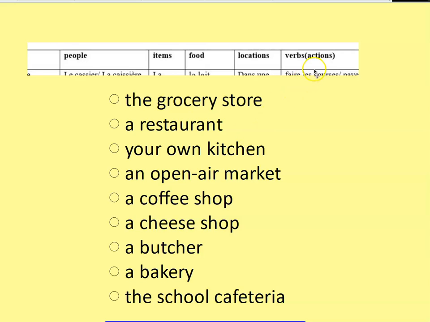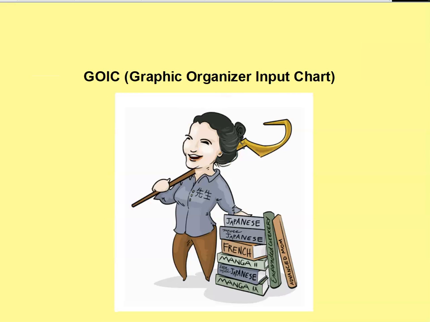And then the verbs, all the verbs, the actions that you're going to do in these places. Okay, so you're going to eat, you're going to pay, you're going to cook, you're going to shop, you're going to talk, you're going to listen to music in the open air market, you're going to play with dogs, you're going to talk to your friends, you're going to greet the teachers, whatever verbs we needed for that. Okay. All right. In the next episode, I'm going to talk about the graphic organizer input chart, which was that left-hand column of the process grid.